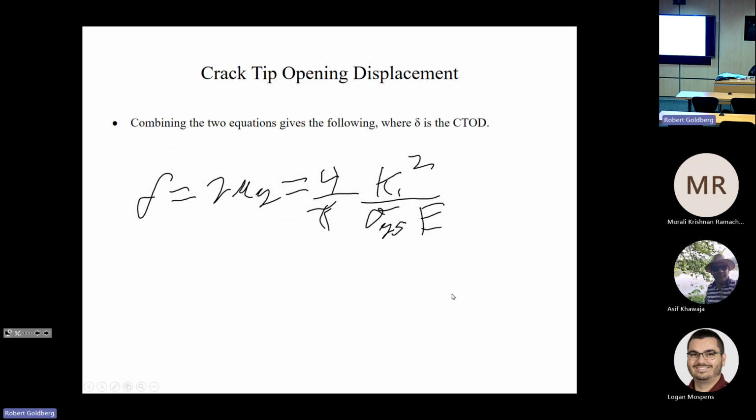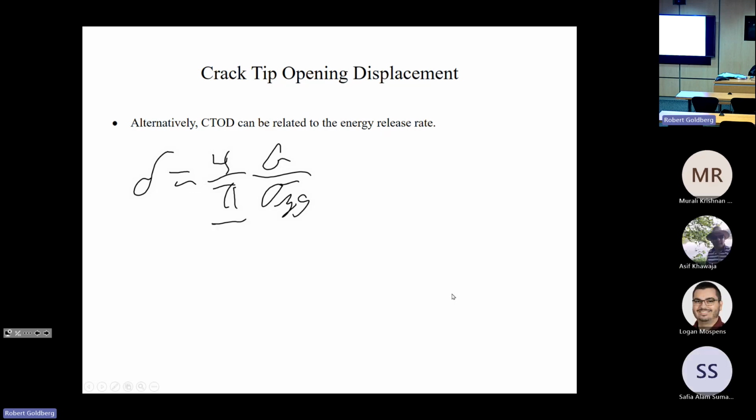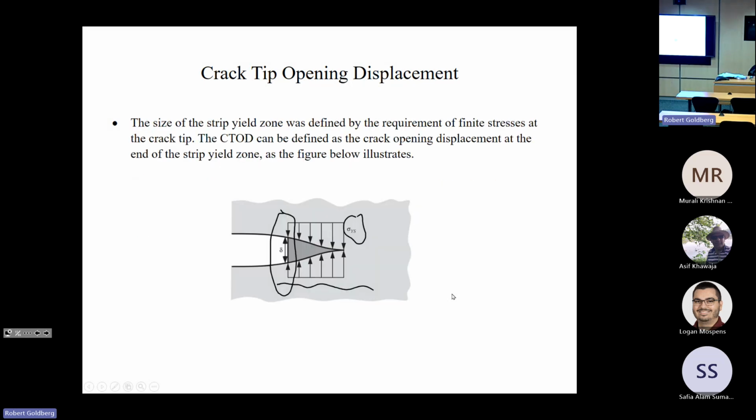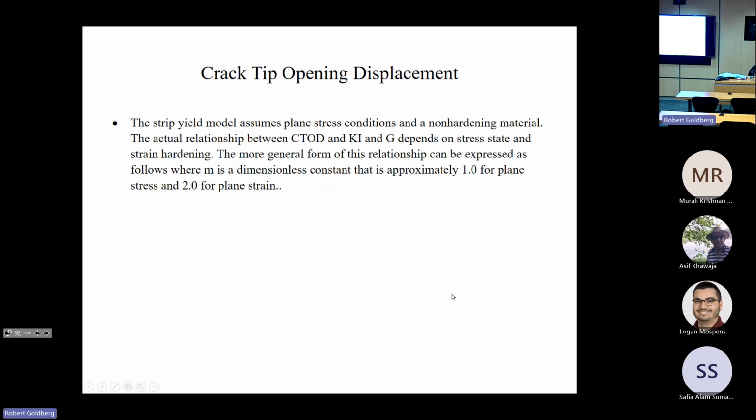The only difference is for the Irwin, you have this 4 over pi term running around in here, but otherwise, and since pi's a little over 3, 4 over 3, you get close to the same results for both of the methods.